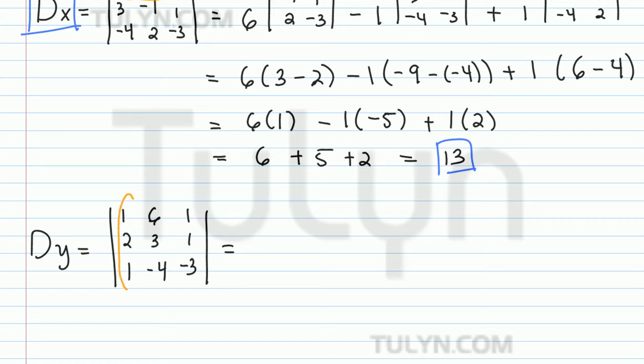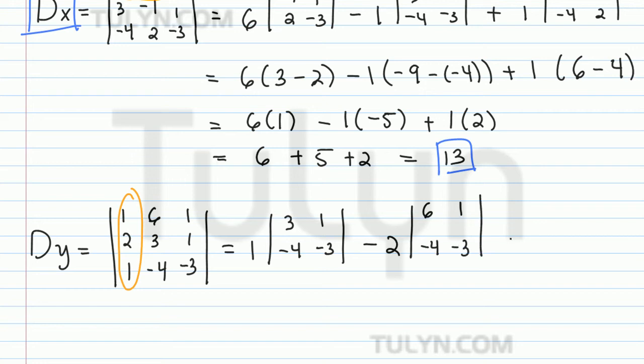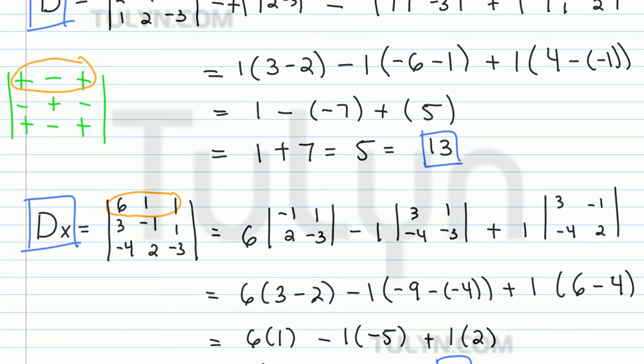And this time I want to expand across the first column, since the numbers are smaller and they're all positive. So we're going to write 1 with its minor, so 3, negative 4, 1, negative 3, minus 2 times its minor, 6, 1, negative 4, negative 3, and then finally, 1 times its minor, so 6, 3, 1, 1. And I made it plus minus plus, because if you look up at the sign array here, going down the column is the same thing as going across the row of the first row.